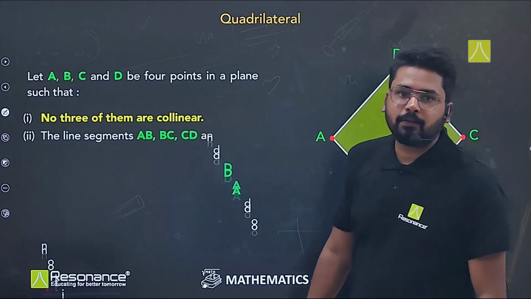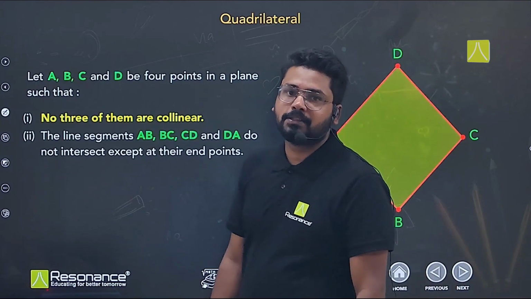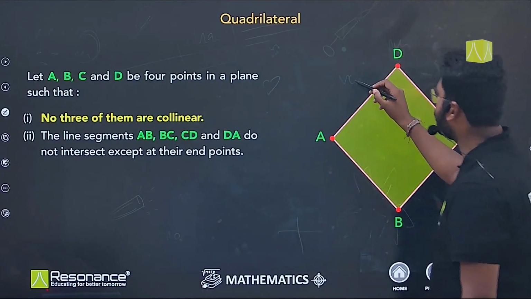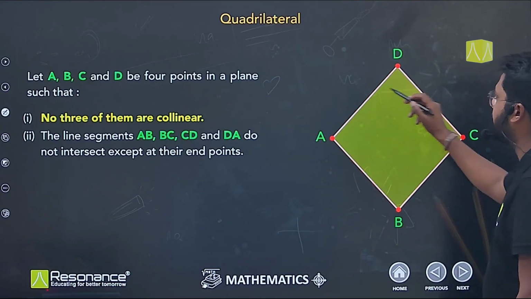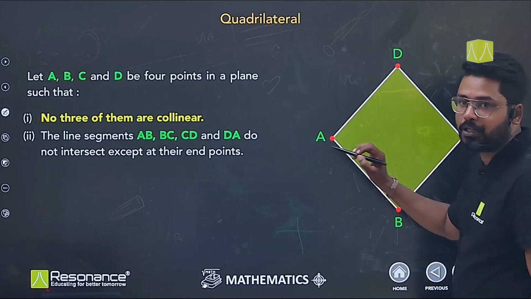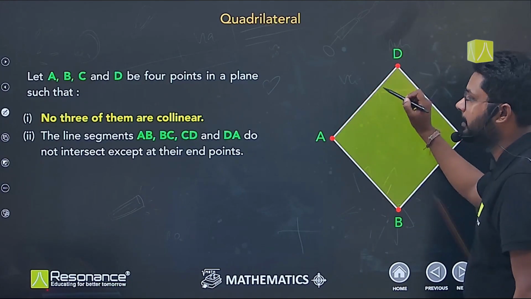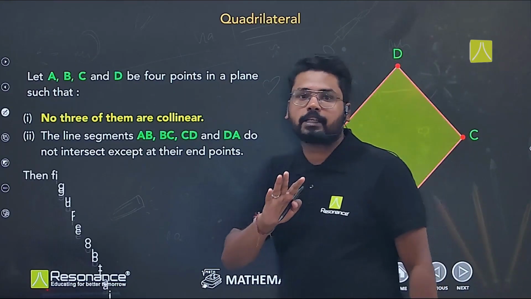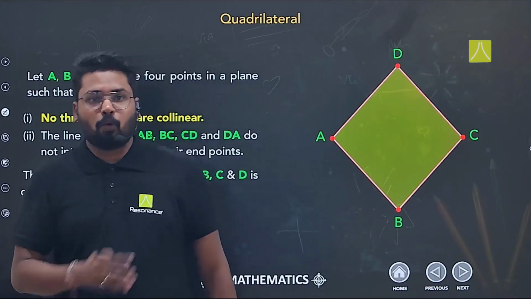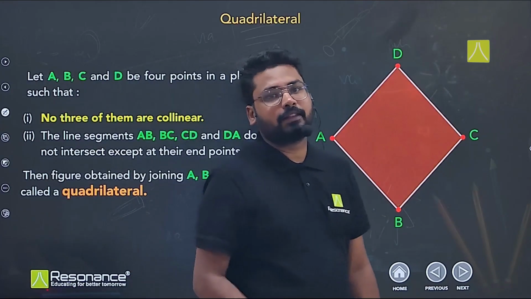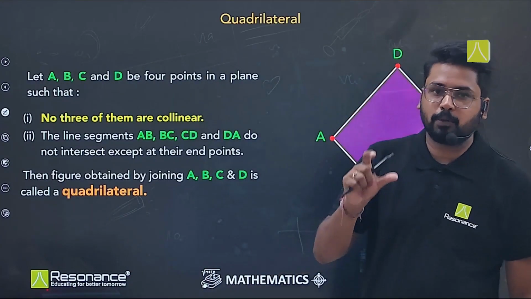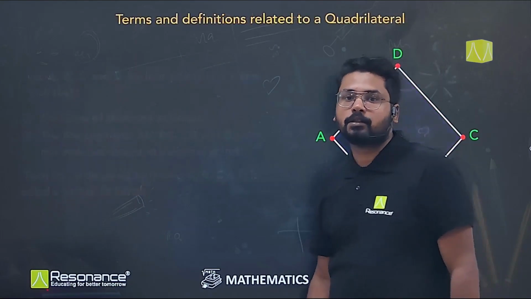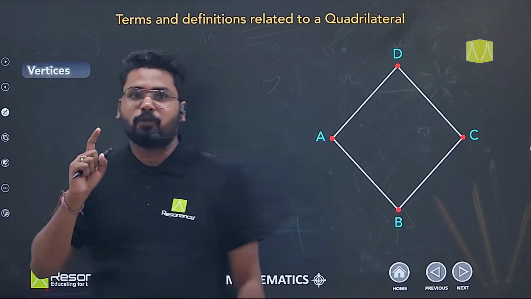The second property is that the line segments AB, BC, CD and DA do not intersect except at their endpoints. They do not need to cut at middle points, anywhere in between. They will meet only at their main points A, B, C and D, and the segments are AB, BC, CD and DA. These 4 are all segments of a quadrilateral. After applying these properties, we obtain a figure called a quadrilateral. Most important, no 3 of them are collinear and they intersect only at endpoints. And these intersecting points are called vertices.